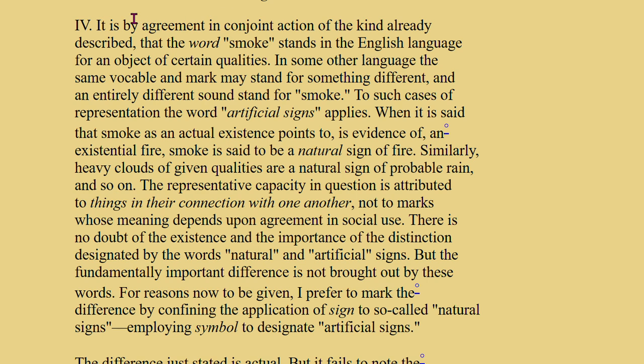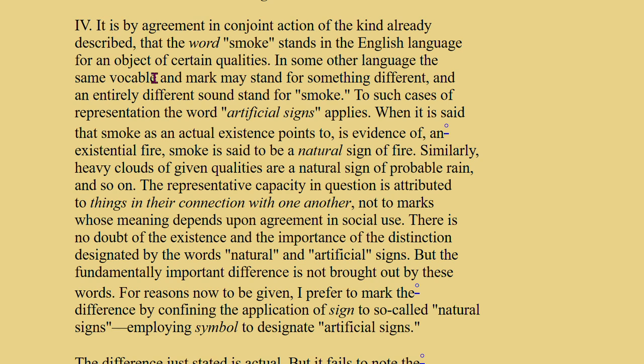So for it is by agreement in conjoint action of the kind already described that the word smoke stands in the English language for an object of certain qualities. So we've talked before about this idea of meaning. We'll see some different words for meaning here, but let's say meaning for now. The meaning of words comes out of operation in conjoint action. So we've seen that idea before.